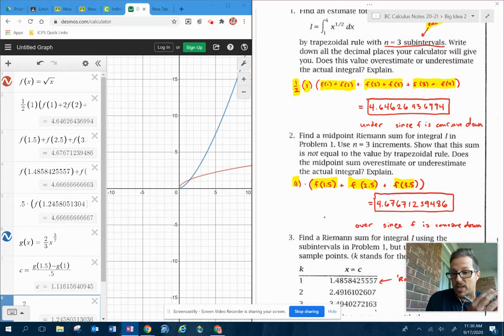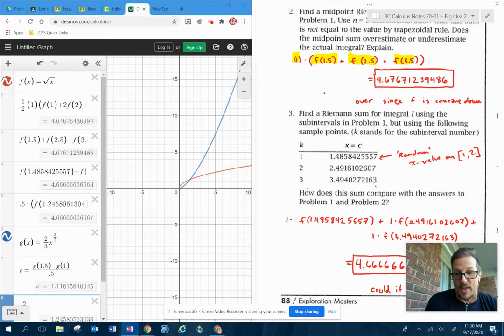So I have a value that I know is too small. I have a value that I know is too big. And if you remember the story of Goldilocks, she went into the bear's house and she tried the bed, she tried the porridge, till she found one that was just right. This porridge is too hot. This porridge is too cold. This porridge is just right. We've got a Riemann sum that is too big. We've got a Riemann sum that is too small. Maybe we'll get one that is just right. So in number 3, that's where we're headed.